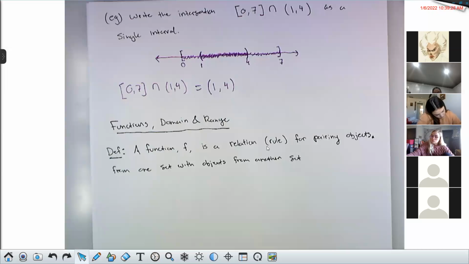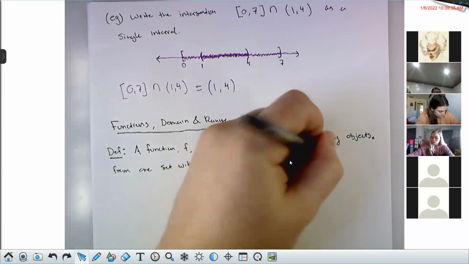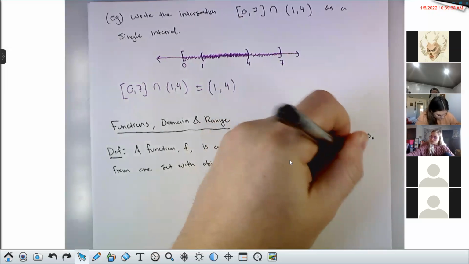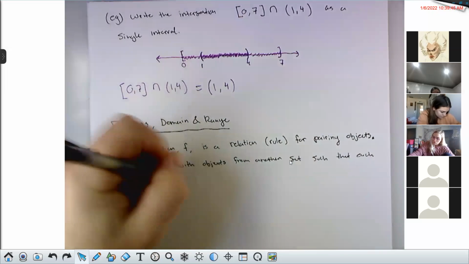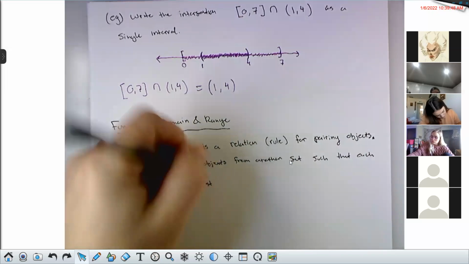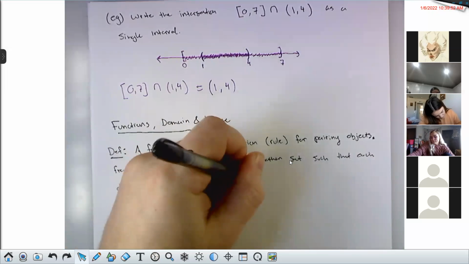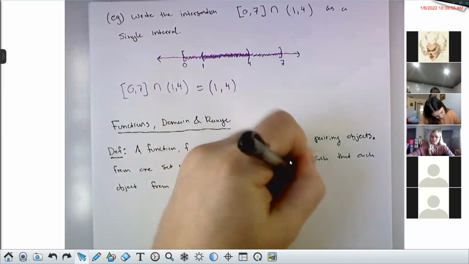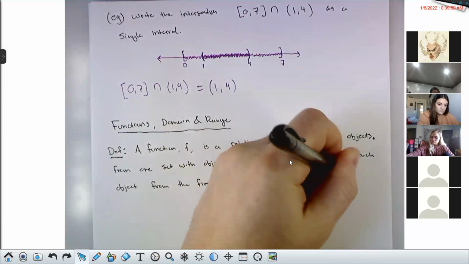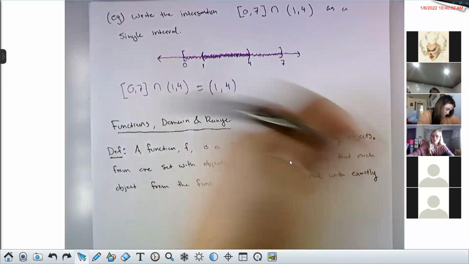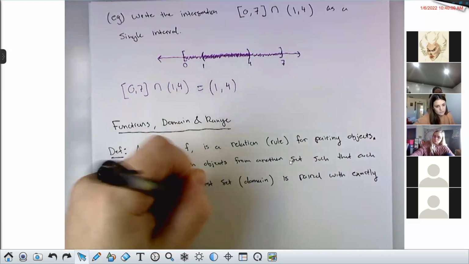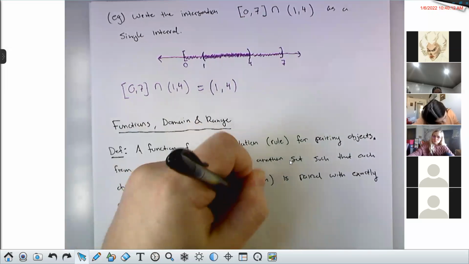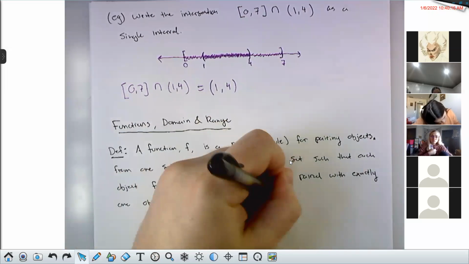A function f is a relation or rule for pairing objects from one set with objects from another set, such that each object from the first set, which is called the domain, is paired with exactly one object from the second set, which is called the range or codomain. We'll call it range here.